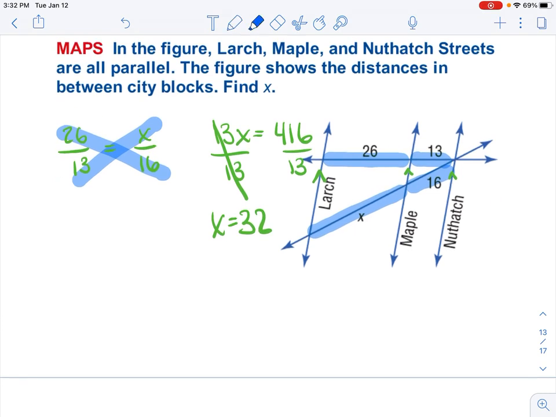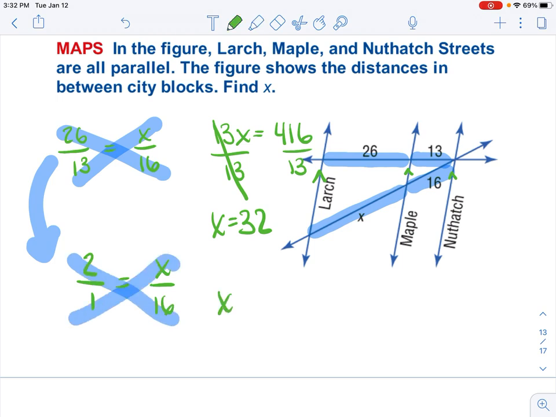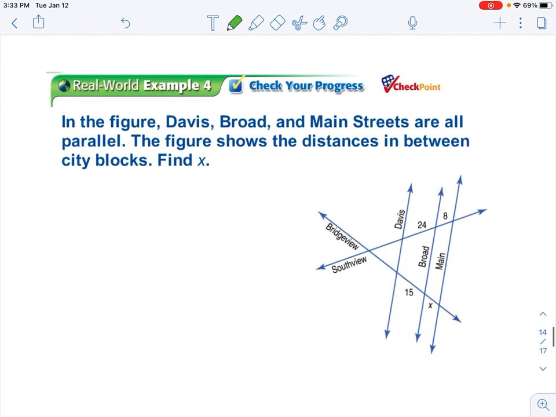Now, a possibly simpler way to do this is to go ahead and reduce this fraction. 26 divided by 13 is actually just 2 over 1. And then I cross multiply. That gives me one less step that I have to do later. Same answer though, so we're good to go. So the length between Larch and Maple on this specific road is 32.